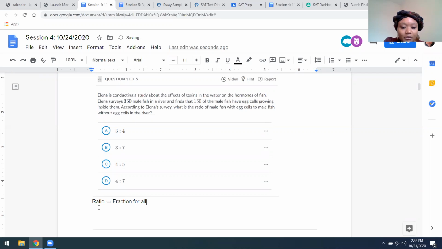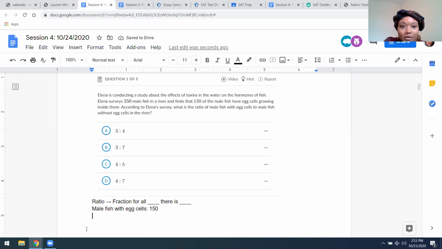For all blank, there is blank. So what does this mean? It says we're making a ratio of male fish with egg cells to male fish without egg cells. The male fish with egg cells, in the passage it says, total 150. Okay, great, we have that.